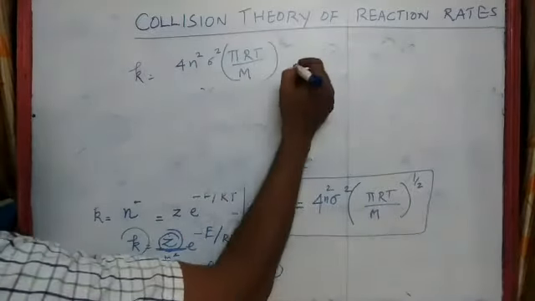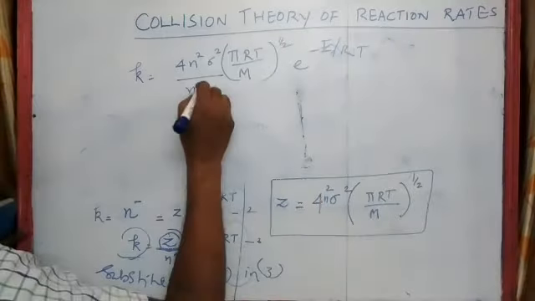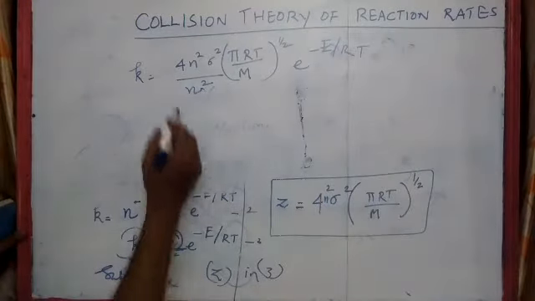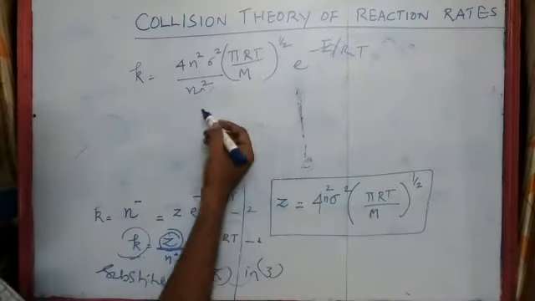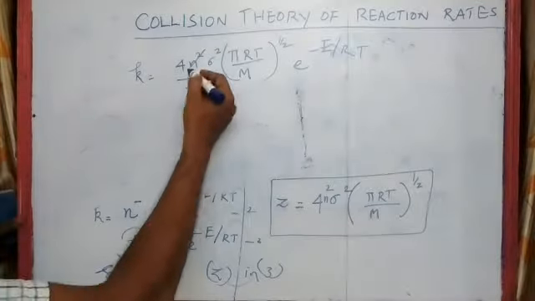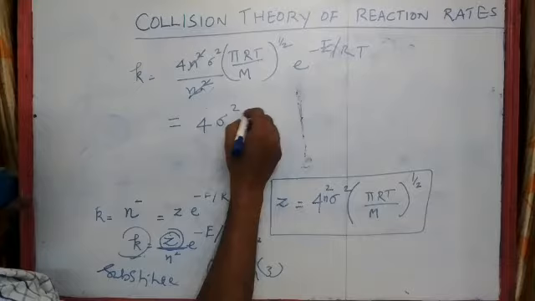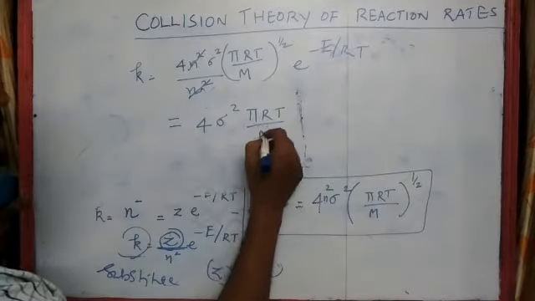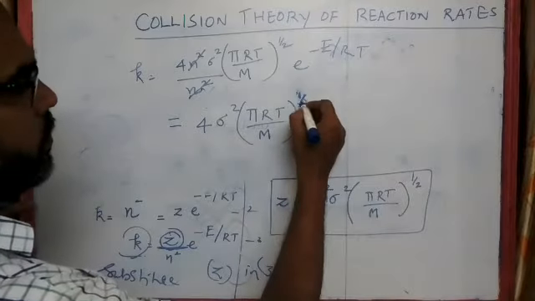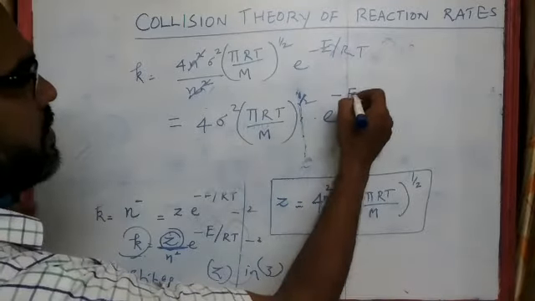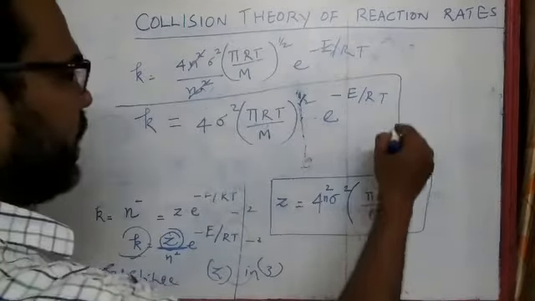2, e power minus E by RT, and n squared, instead of Z I put this 4n squared sigma squared pi RT by M whole power 1 by 2 divided by n squared. So n squared gets cancelled. As a result, this becomes 4 sigma squared pi RT by M to the power 1 by 2 into e power minus E by RT. So now we have derived a rate equation.